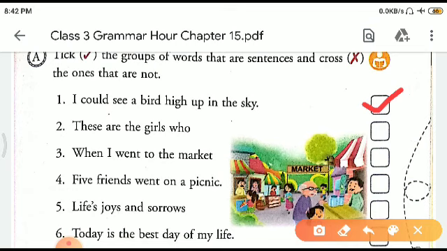Let us do the second one. These are the girls who. After "who" there is no mark, right? No mark, so it's not a sentence. Cross. Third, when I went to the market. See, there is no sign after the market, so it's another cross, right? Then fourth, five friends went for a picnic, and there is a full stop. It makes sense, so it's correct. Fifth, life's joys and sorrows. No full stop, no question mark, nothing at the end, so this fifth one is a cross, right, children? It's false.